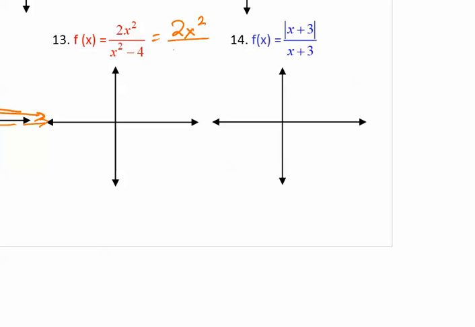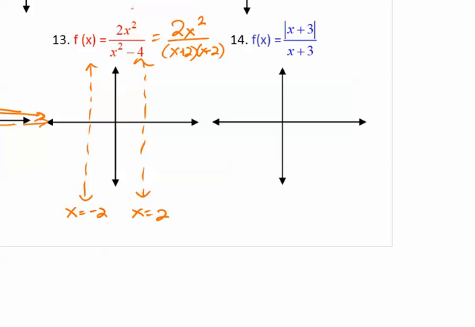Question 13 has 2 vertical asymptotes. So let's take a look at this. If you wrote it in fraction form, you can see that the two values that are thrown out of the domain, x cannot be -2 and x cannot be +2. So we've got two vertical asymptotes.